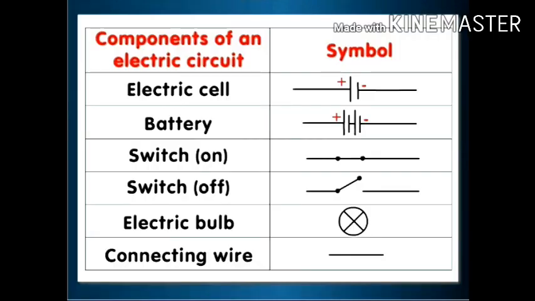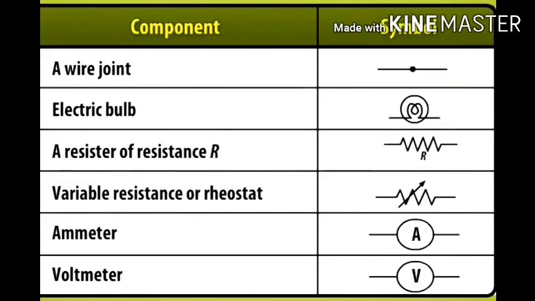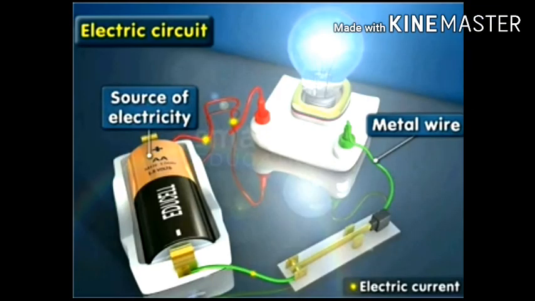These are the important components of an electric circuit. Let us look at the symbols for various components of an electric circuit. The electric cell: the long line represents a positive terminal and the short line represents a negative terminal. Then a group of cells is called a battery, switch on, switch off, electric bulb, connecting wire. Then we have a wire joint, then resistance which is a fixed resistance, then the variable resistance or rheostat, then the symbols of an ammeter and voltmeter.